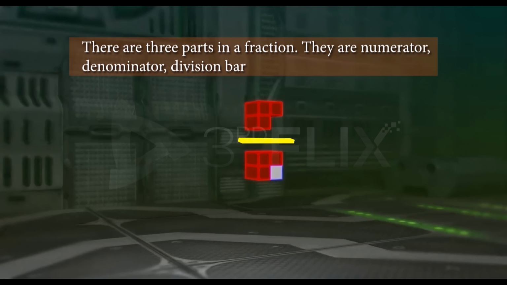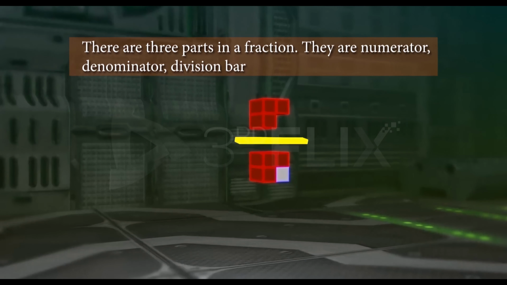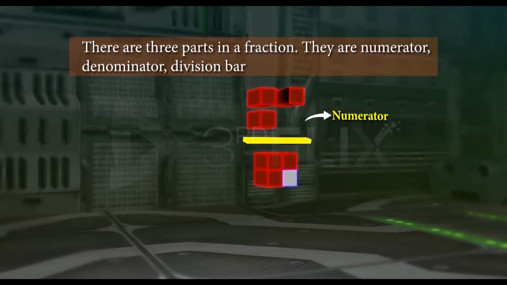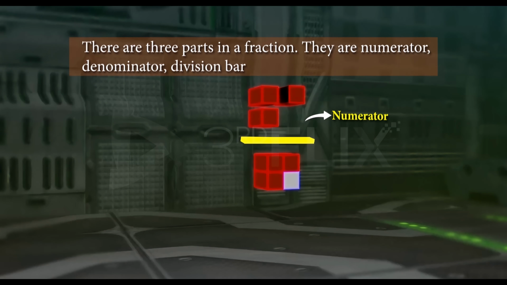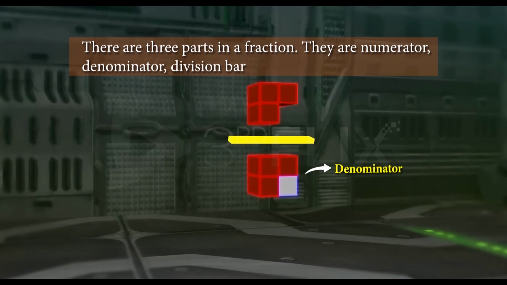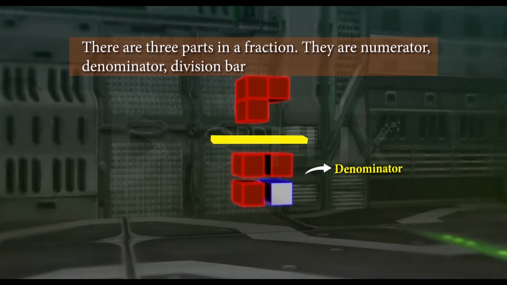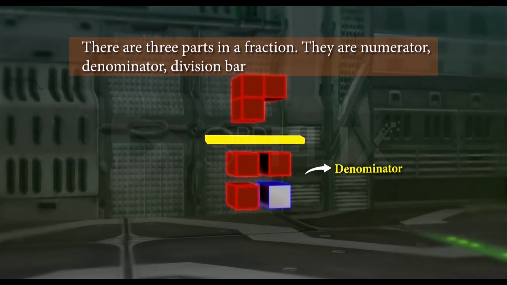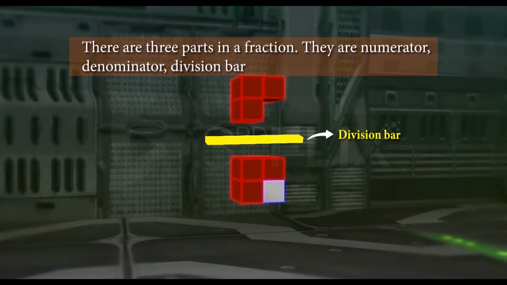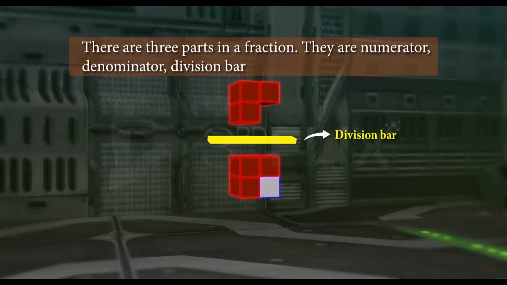There are 3 parts in a fraction. They are numerator, denominator, division bar. Numerator: the number of parts taken is called a numerator. We write the numerator above the line. Denominator: the total number of parts into which the whole thing is divided is called a denominator. We write the denominator below the line. Division bar: a line that separates numerator and denominator is called a division bar.